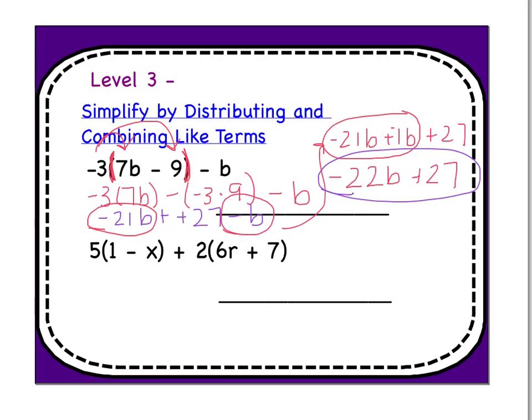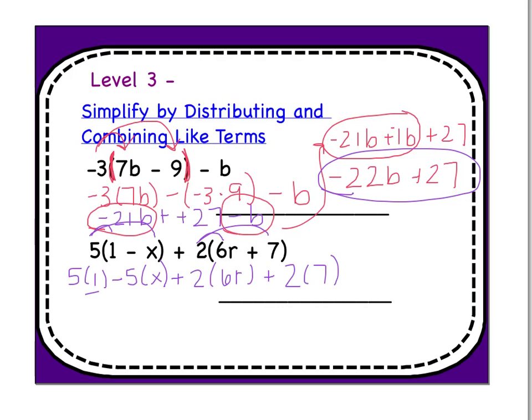On the next problem, you'll see that we have two sets of the distributive property. So we have to distribute for both of them first. So here, 5 has to shake hands with the 1, minus the 5 has to shake hands with the x, plus now the 2 has to shake hands with the 6r, and the 2 has to shake hands with the 7. So I have expanded this all out, and now I'm going to simplify.